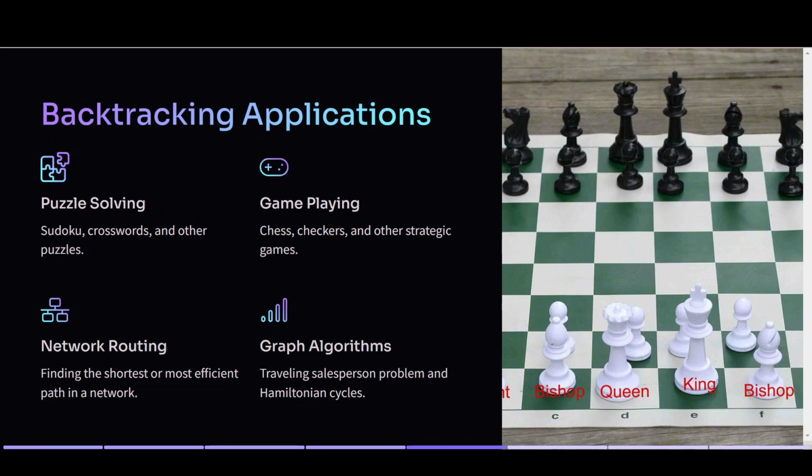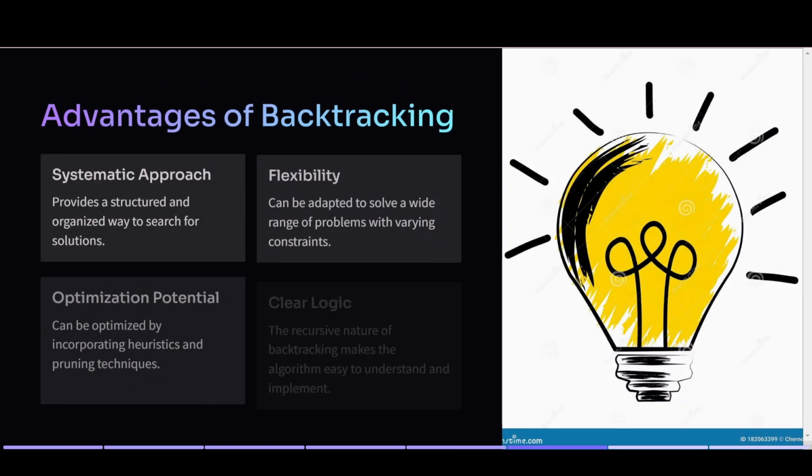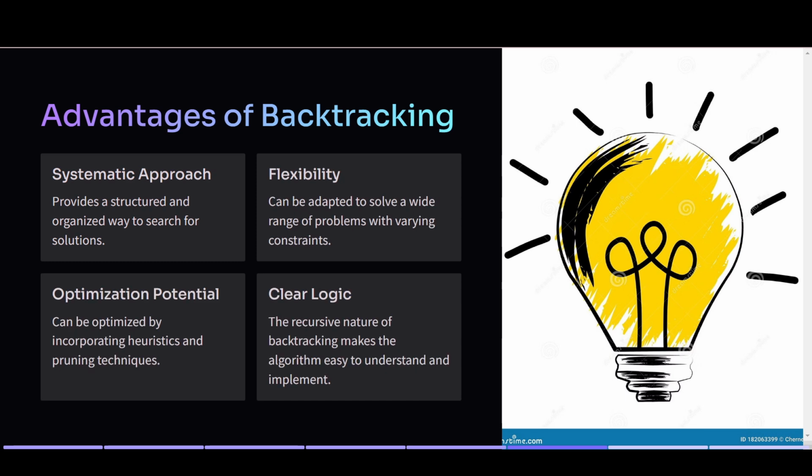Next up is backtracking applications, which are used in puzzle solving, game playing, network routing, and graph algorithms. And then we have the advantages of backtracking. There are 4 points. Firstly is systematic approach, and then flexibility, then optimization potential and clear logic.